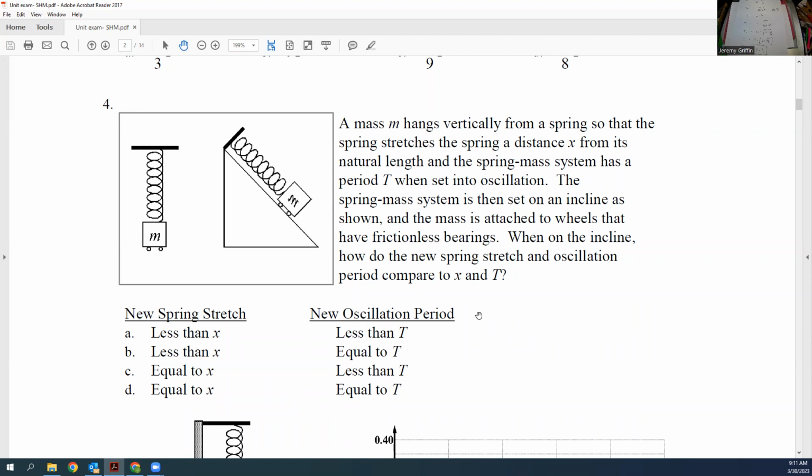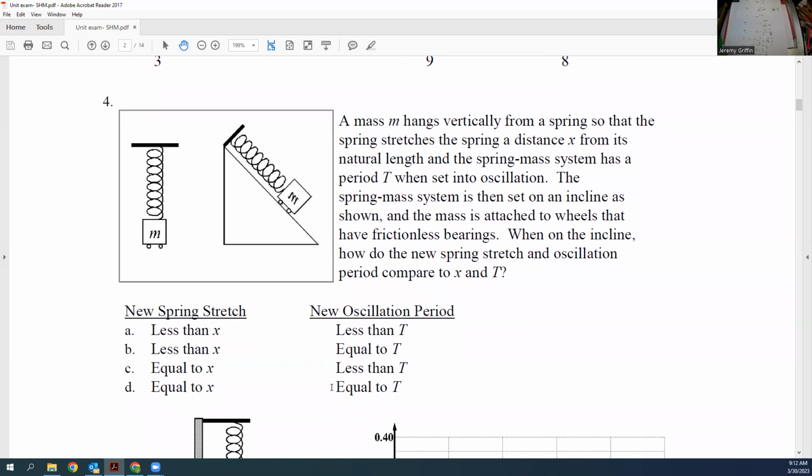Let's take one at a time. I'll start with the oscillation period. For the oscillation period, we're looking at time period equals 2 pi square root m over k, right? From the left picture to the right picture, what changes in that formula? The mass doesn't change and the spring constant doesn't change, so nothing changes in the oscillation formula. So just based on that, the answer has to be either B or D, right?